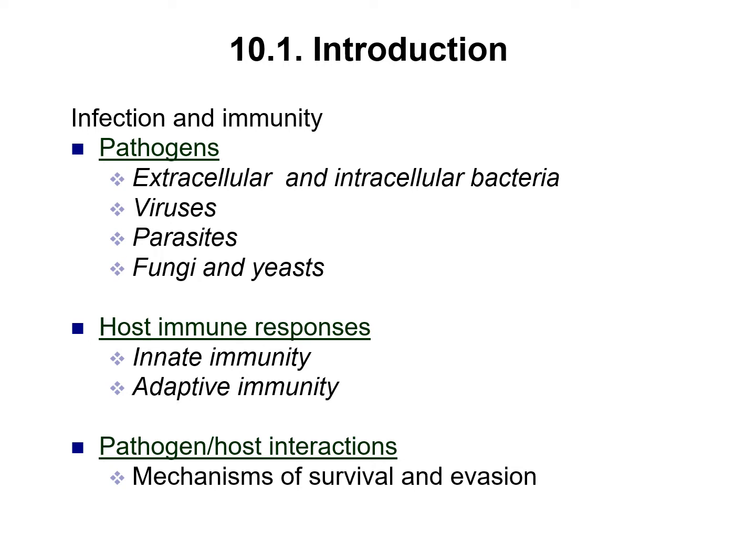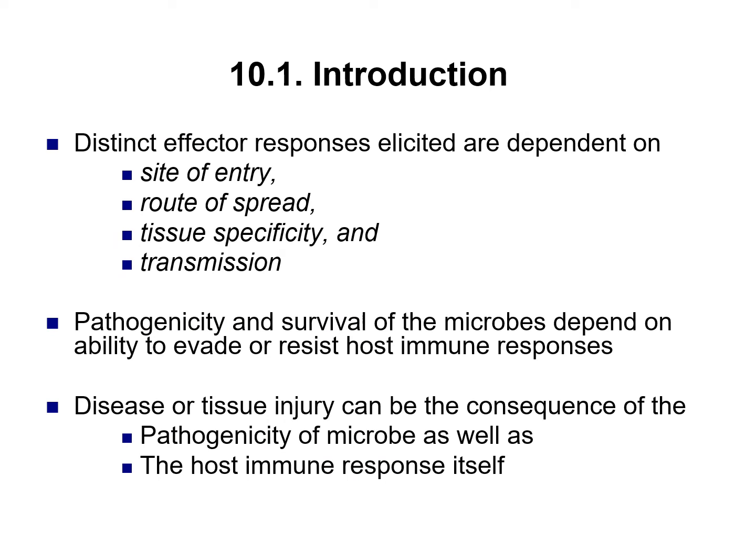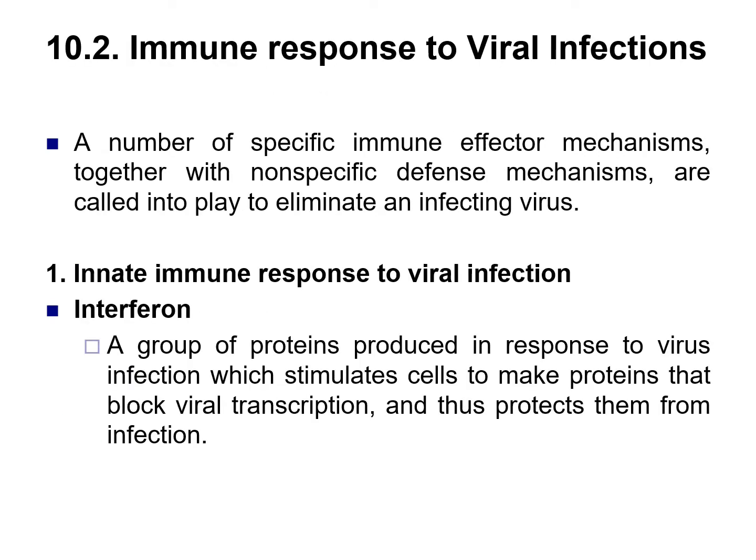However, sometimes they are able to evade and survive these host defenses. Our immune system responds differently depending on the site of entry, the route of spread, the tissue specificity, and the transmission, the manner of transmission. And again, we mentioned that the ability of the organism to evade and resist would be one of those important things to consider. The injury that may result from this invasion depends on the pathogenicity of the microbe and the immune system itself. The first of the microorganisms that can invade our body are the viruses.